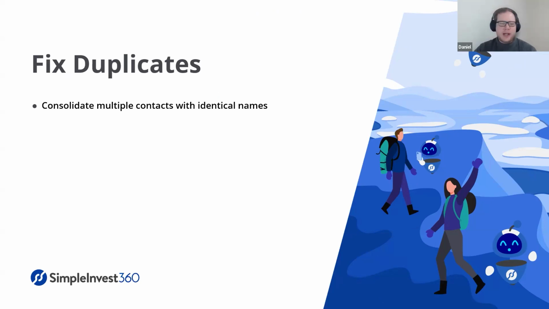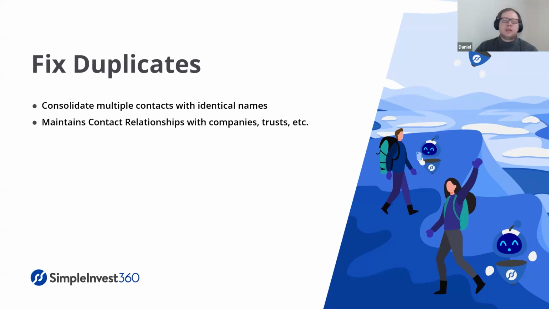It's one of the things that I recommend. Firstly, it will consolidate your multiple contacts with identical names, bringing these into an individual contact. And then secondly, it will maintain your contact relationships with your companies, with your trusts, any entities you might have. If you also use Simple Fund 360, it can maintain your relationships with those as well if they're a member.